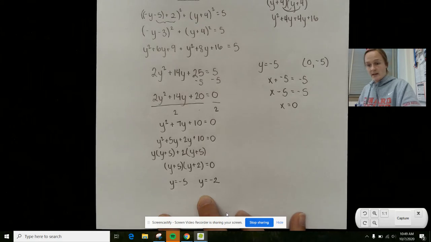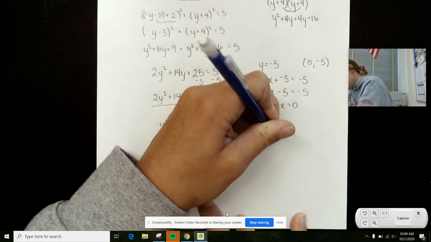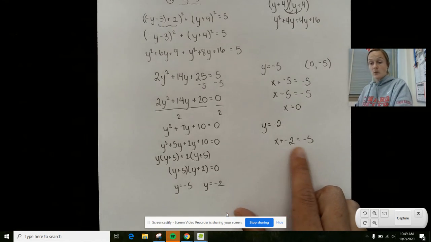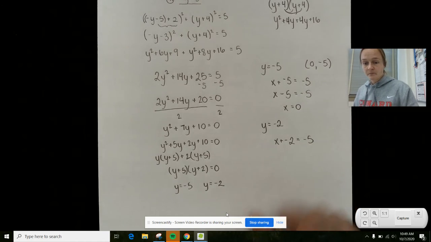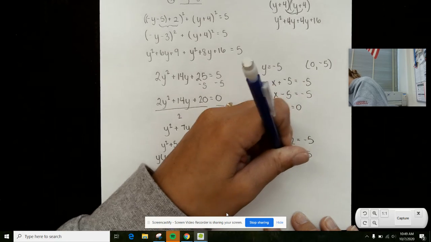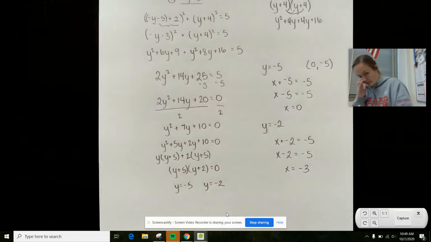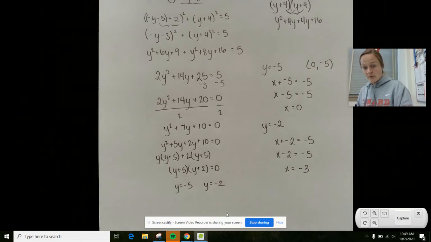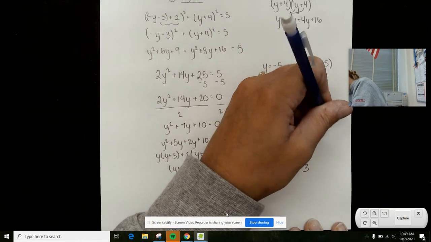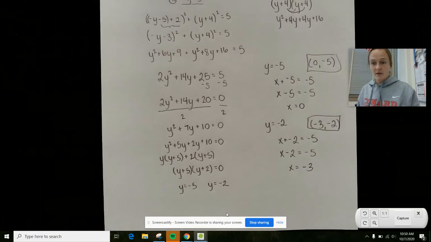And then I've got y equals negative 2. So x plus negative 2 equals negative 5. That's coming from x plus y equals negative 5, that original equation. So x minus 2 equals negative 5. And if I add 2 to both sides, I get x equals negative 3. So that point is (negative 3, negative 2). So here are my solutions: (0, negative 5) and (negative 3, negative 2).